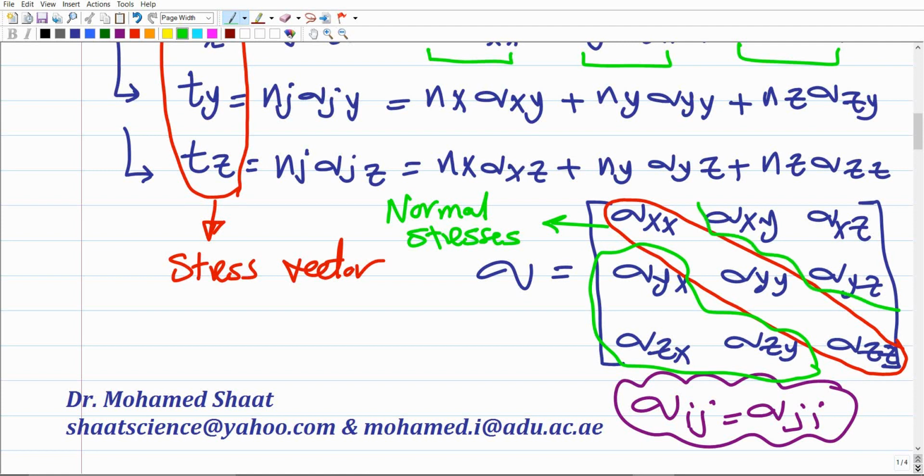The off-diagonal components are commonly known as the shear stresses. Why shear stresses? Because they are conjugate to the shear strains, and they describe the change in the shape of their planes. Like sigma xy describes the change in the xy plane, sigma xz describes the change in the xz plane, sigma yz describes the change in the yz plane.